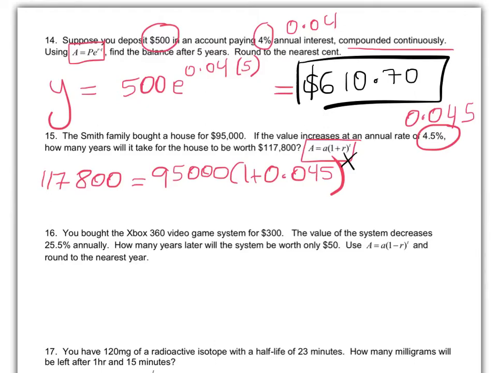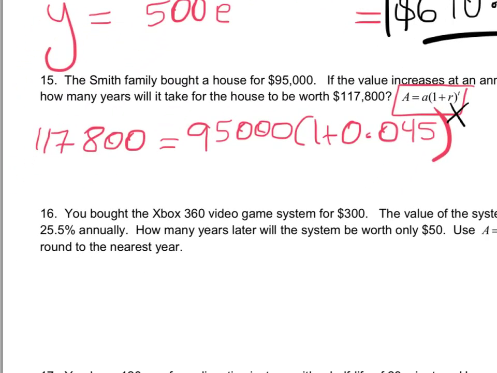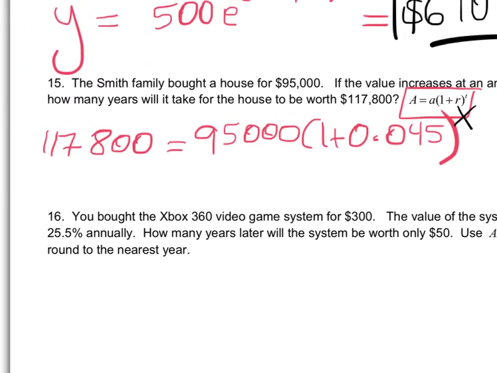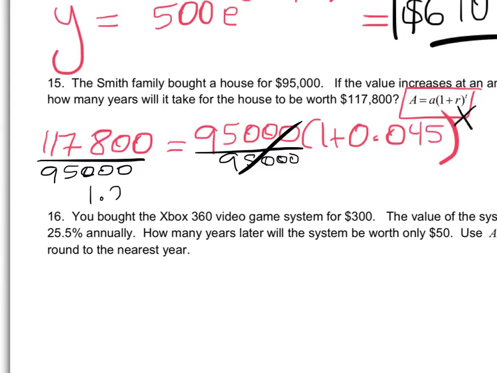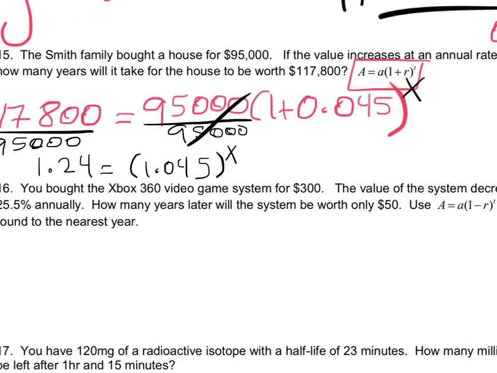My pre-AP students, you have to actually show me the work and not just let the calculator do it to the end. So first of all, you need to divide by 95,000, which is going to be 1.24 over here, equals 1.045 to the x, or t. Now remember, to solve an exponential, you have to change it to a log.